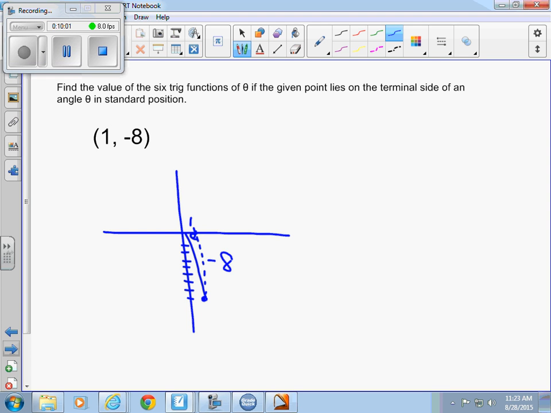The hypotenuse, I'm going to do 64 plus 1, which is 65. So square root of 65. Everyone know what I just did there? Pythagorean theorem. So a squared plus b squared. So square root of 65 is my hypotenuse. Let me draw that circle out here a little bigger.